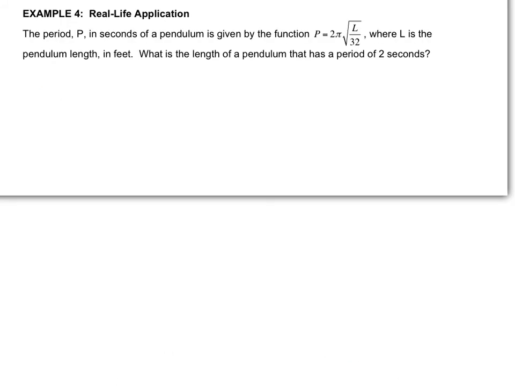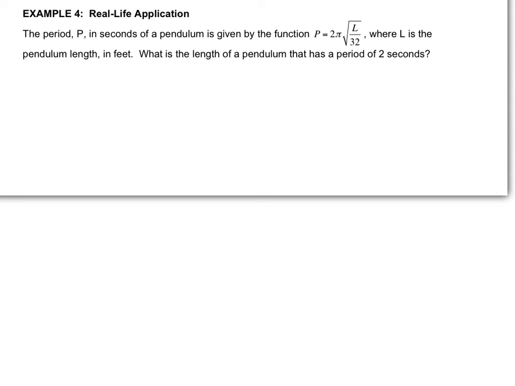Okay, and here we have one more example. We're talking about the period, which we use with the capital P, in seconds of a pendulum that is given in the function P equals 2 pi times the square root of L over 32, where L is the pendulum length in feet. What is the length of a pendulum that has a period of 2 seconds?